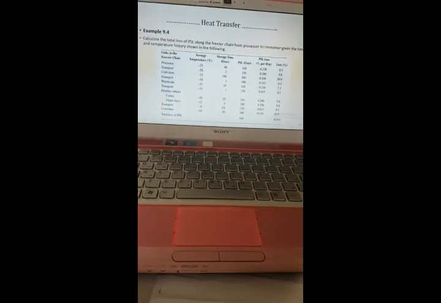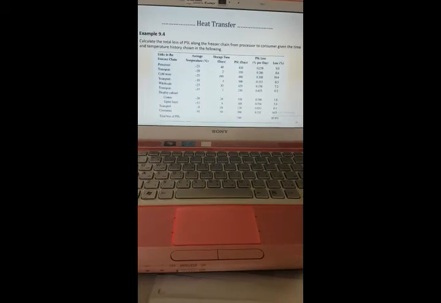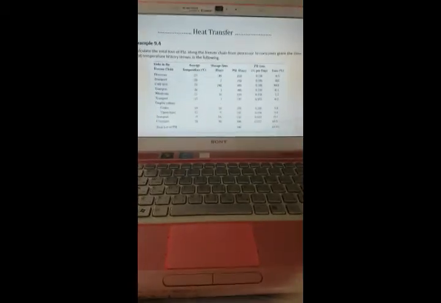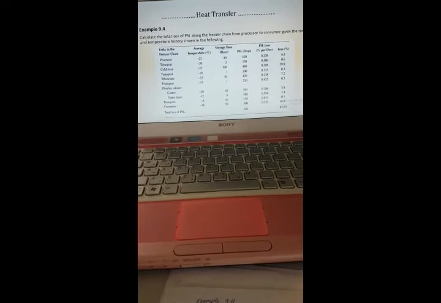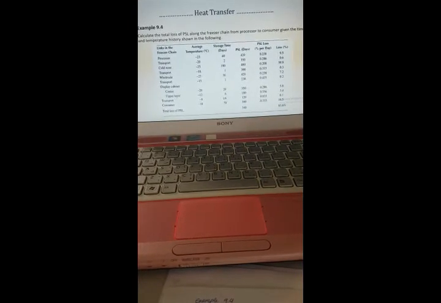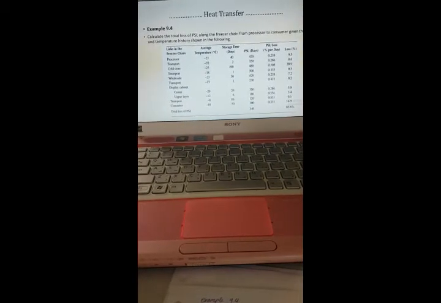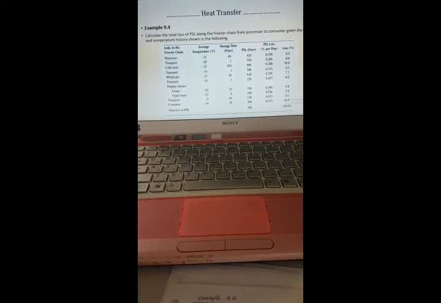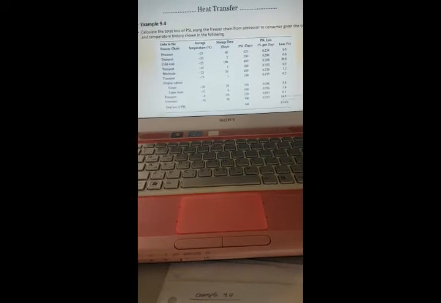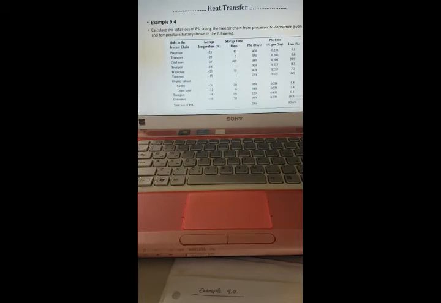Now, from this table, we have the links in the freezer chain, the average temperature, the storage time in days, the practical storage life in days. You can follow up with me with your PDF. The practical storage life loss percentage per day and the loss percentage, slide 39. We have to calculate the total loss of practical storage life along the freezer chain from processor to consumer, given the time and temperature history shown in the following.